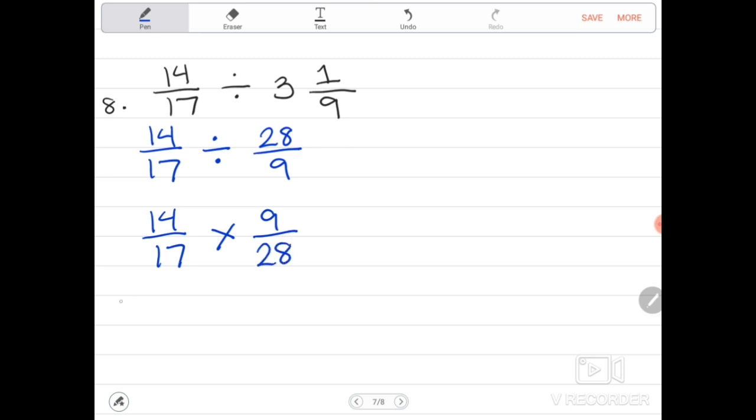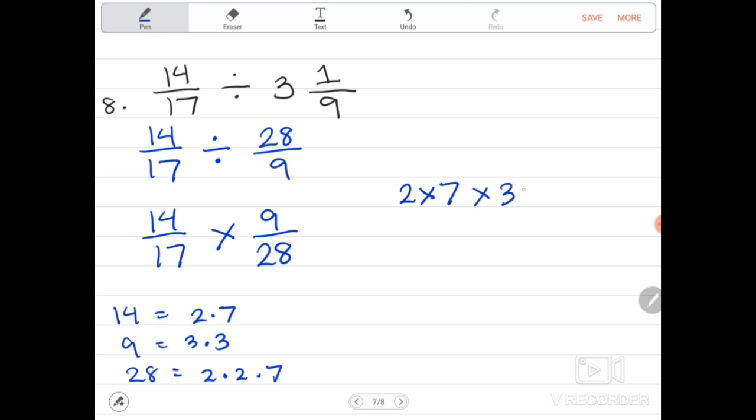So get the prime factors. So 14, that is 2 times 7. For 9, that is 3 times 3. 17 is a prime number, no factor. So 28, that is 2 times 2 times 7. So for 14, we have 2 times 7 times, for 9, that is 3 times 3. All over, for 17, so none. 17 times, for 28, 2 times 2 times 7.